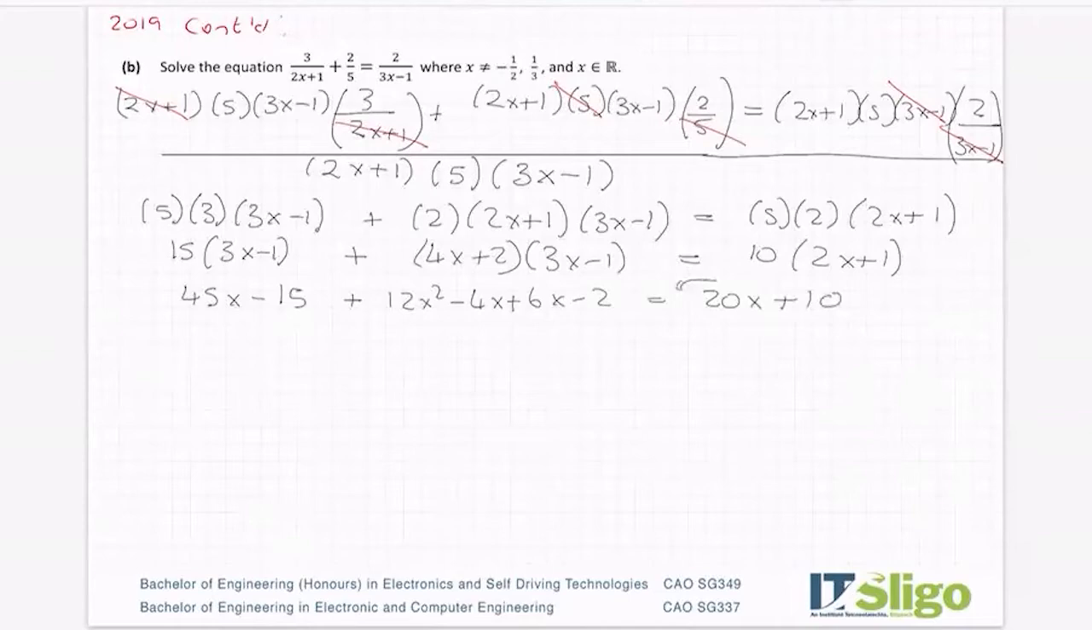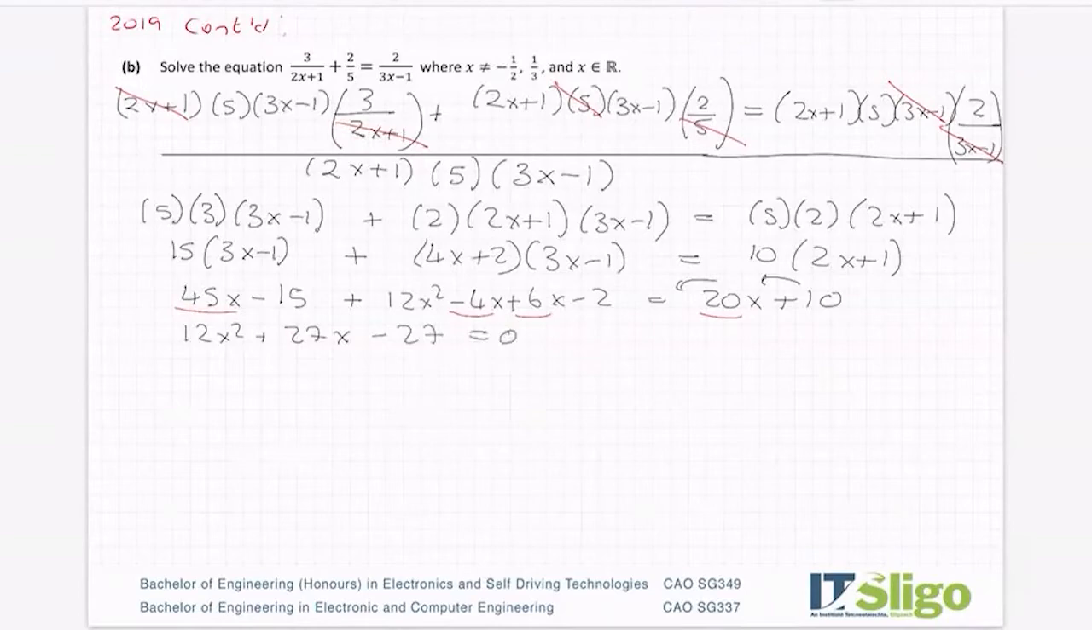Okay, I'm going to bring these over this side because I can see a quadratic forming. So I have a 12x squared, my only x squared. I have a 45x, a minus 4x, a plus 6x, and what will be a minus 20x. So let me put them into the calculator. 45 minus 4 plus 6 minus 20. So I am getting for that one 27x. And then my numbers are what's left. I have minus 15, minus 2, and then the 10 will become a minus 10 as well. So I'm getting a minus 27 to be equal to 0.